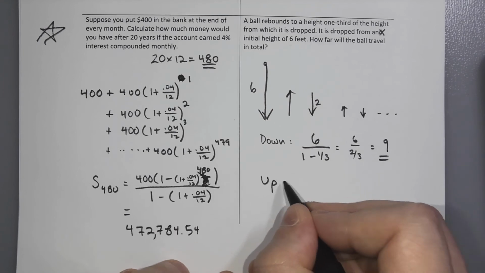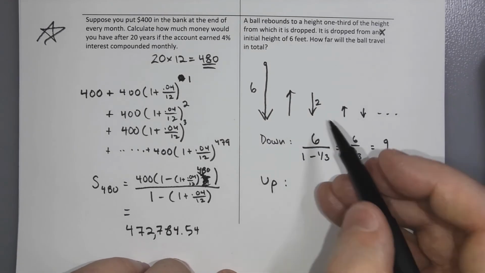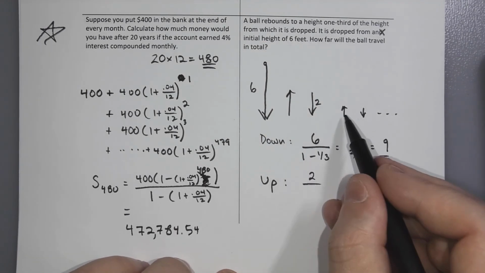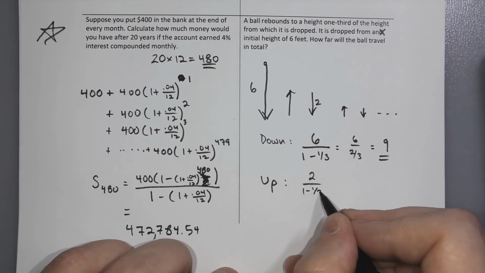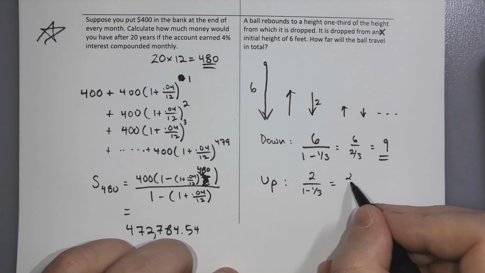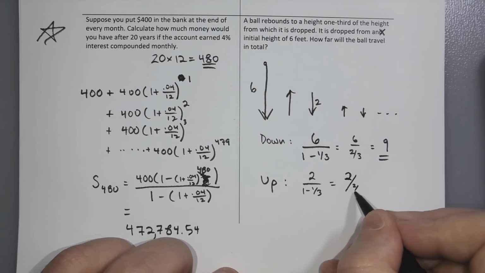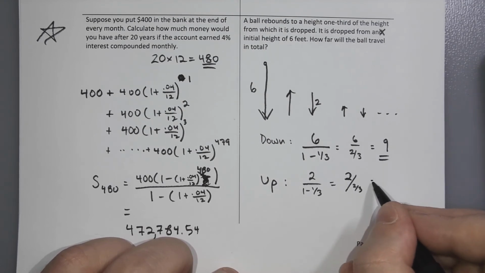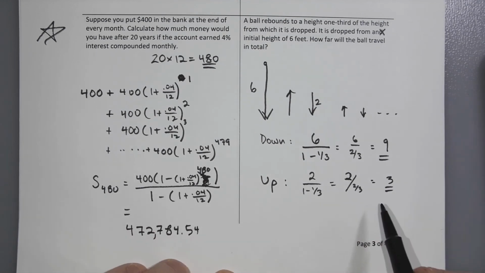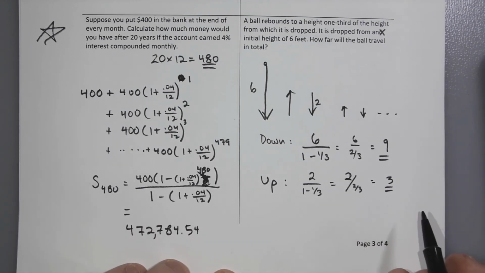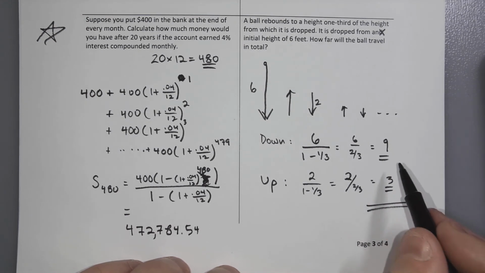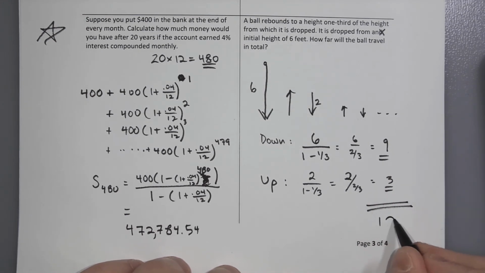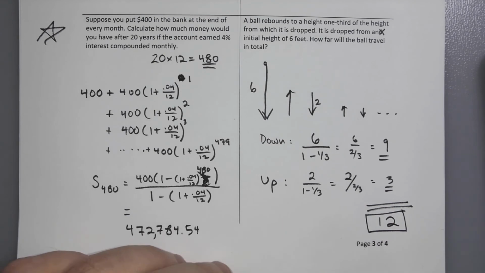The upward motion: the first upward motion is the 2, but it also rebounds back up to 1/3 of its previous height, so that'll also be 1 minus 1/3. 2 over 2/3, and that seems to be a total of 3, if I'm not mistaken. 6 over 2, yeah, that's 3. So in total, the motion downward is 9, the motion upward is 3, and so the total motion ends up being 12.